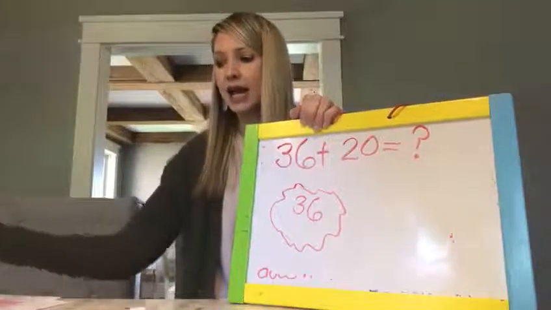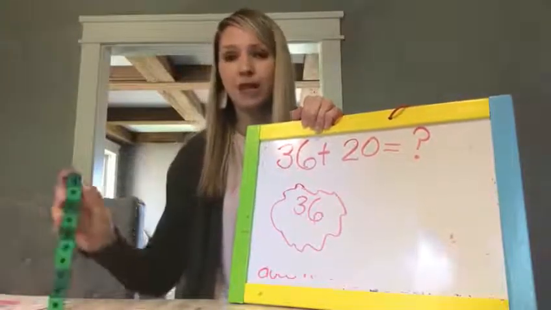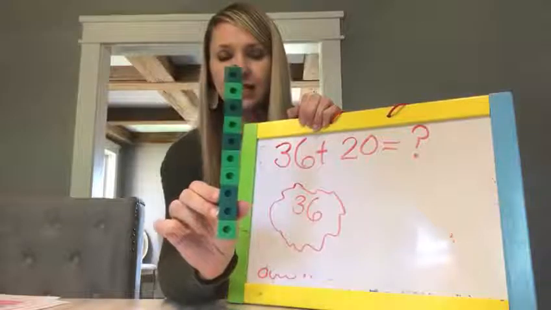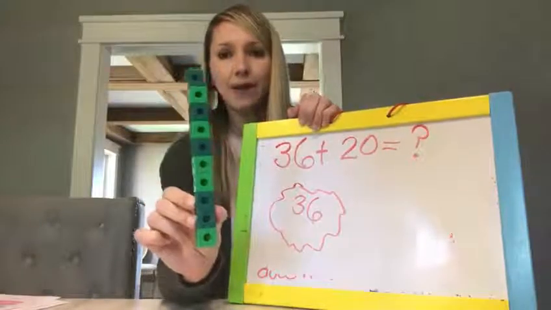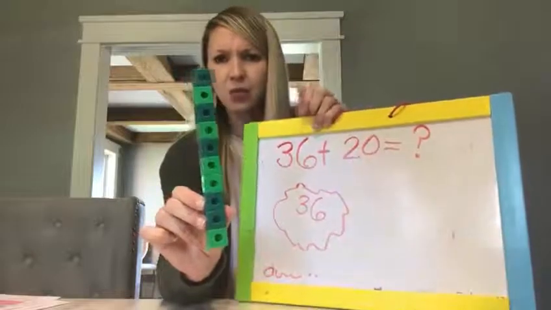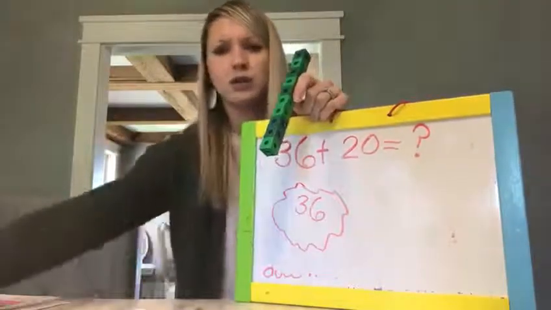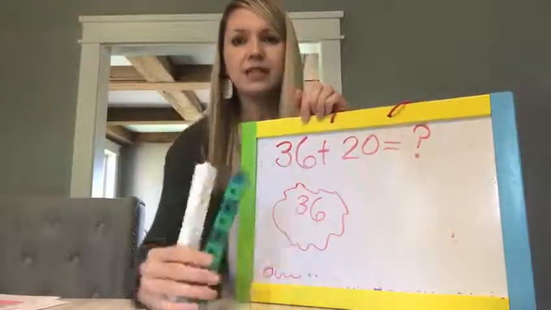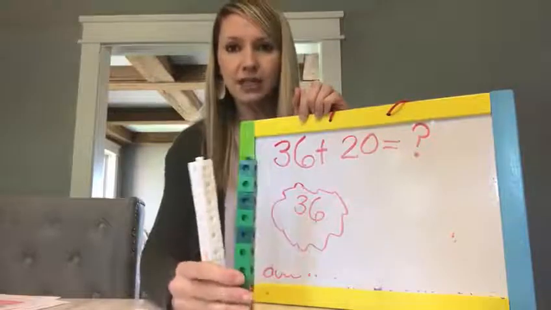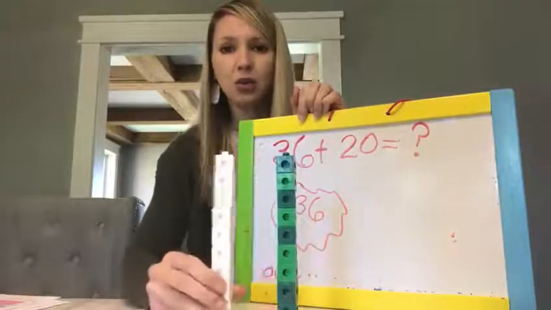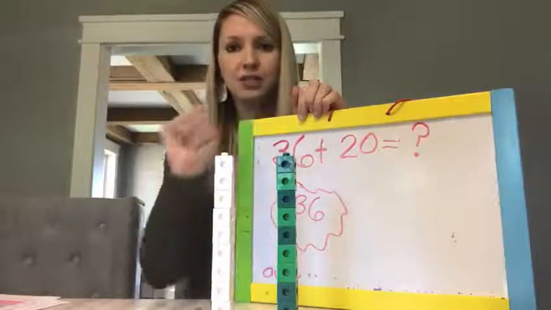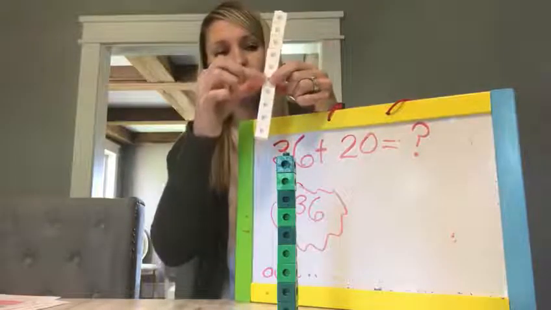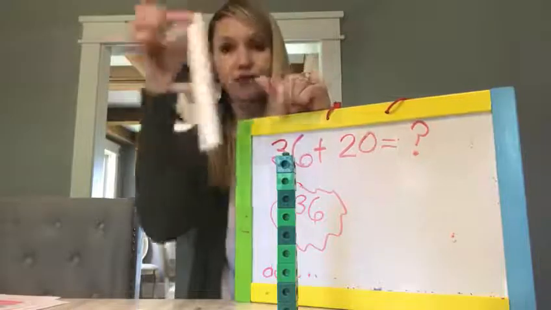And then I could add 10 more. So if I have 36 and I add a group of 10, so I've got a stick of 10 right here, but it says 20. So do I need one stick of 10 or do I need more? 10 and 10 would be 20, okay? So I have my group of 36 jelly beans, and I'm going to add 20 more. So that would be 2 groups of 10. So let's see, 36, 37, 38, 39, 40, 41, 42, 43, 44, 45, 46.